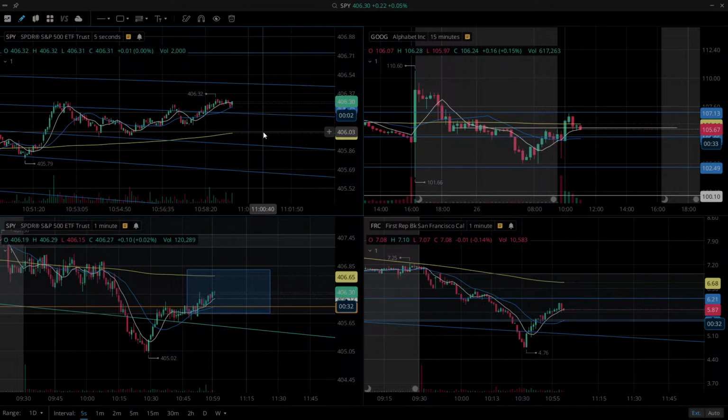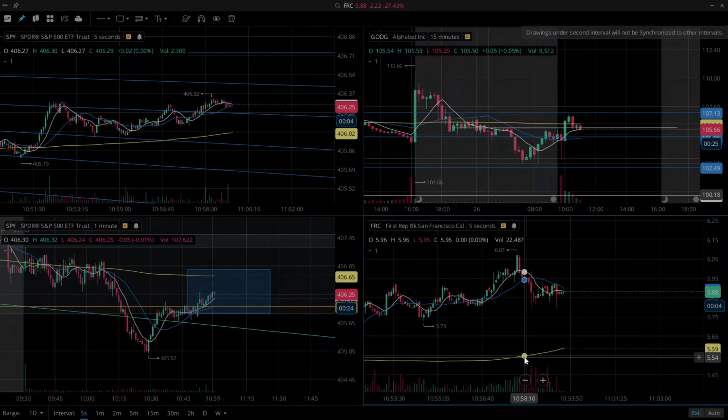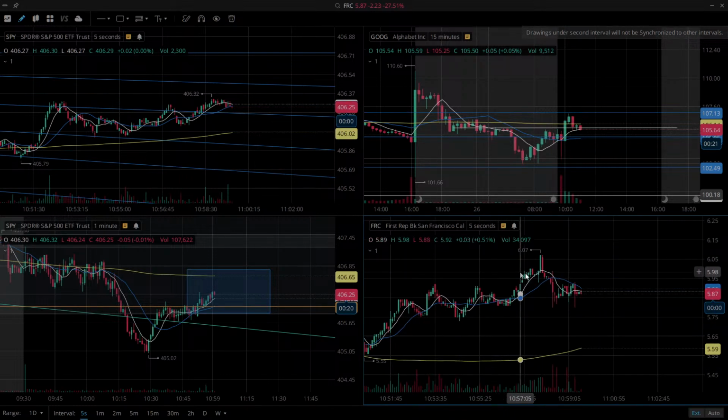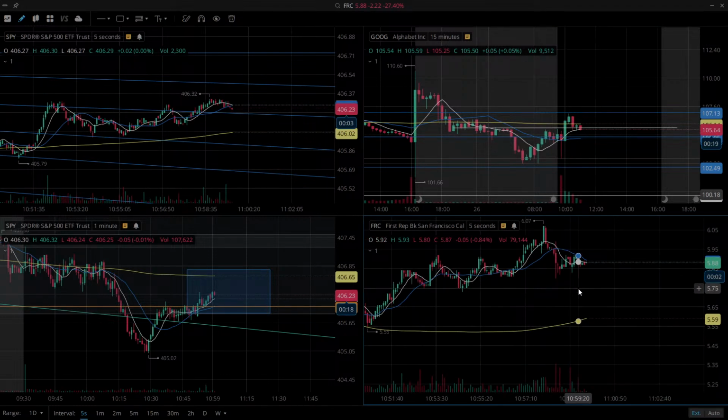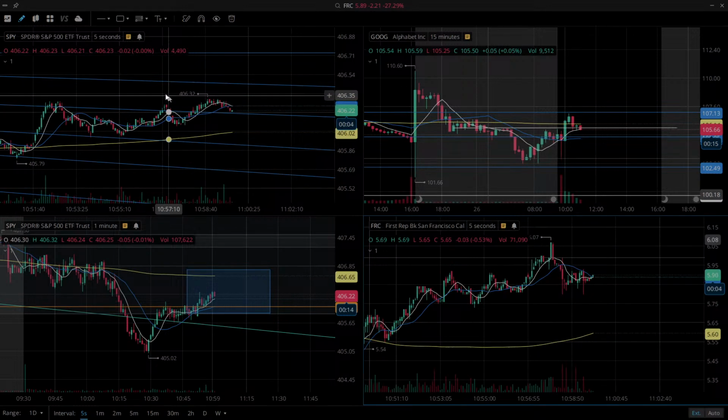Bit of a tweezer top on FRC there, but let's keep an eye on that 8 period. We can still trend here. Grab a 5-second chart for a moment. That's a bit of a topping pattern too. Short-term pullback target. We could just do this with Gann fans, just like we would with SPY.